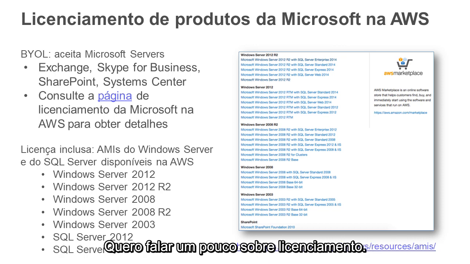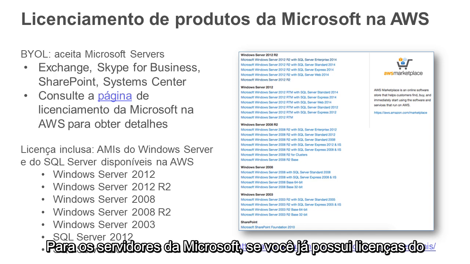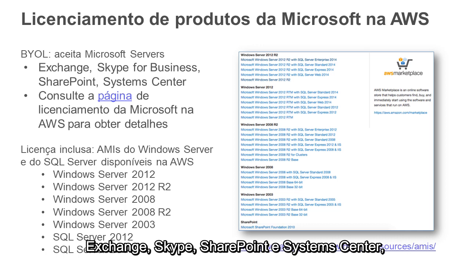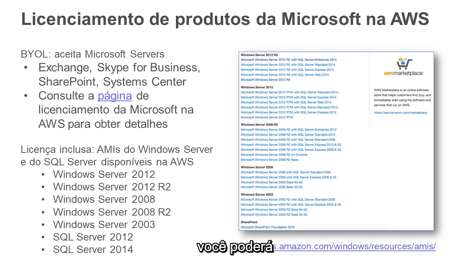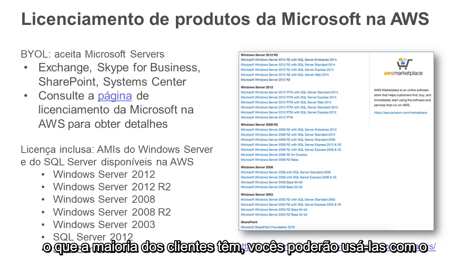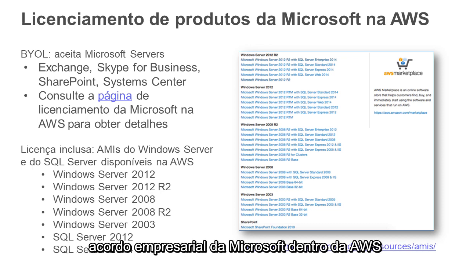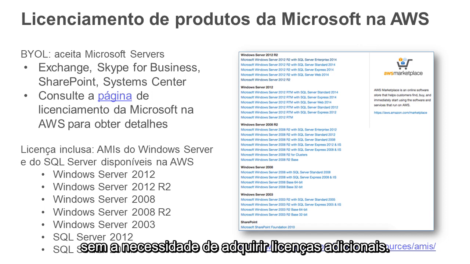I want to say a word or two about licensing. For the Microsoft servers, if you already own licenses for Exchange and Skype and SharePoint and System Center, you can bring your own license. You can use your existing licenses and import them into AWS. If you already have perpetual licenses, most customers automatically own these licenses through their Microsoft Enterprise agreements. You can bring those into AWS and you don't need an additional license.